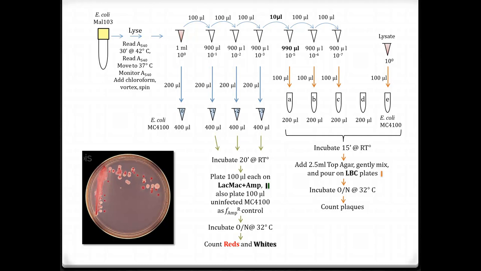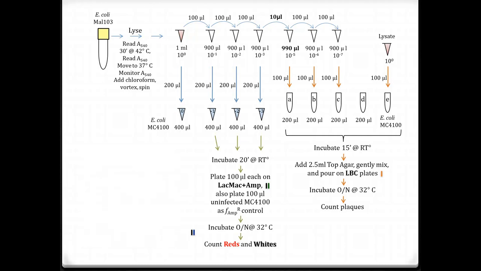So count the numbers of reds and whites, and that information is actually going to tell you about how much of the genome is being used by the cell. Okay.